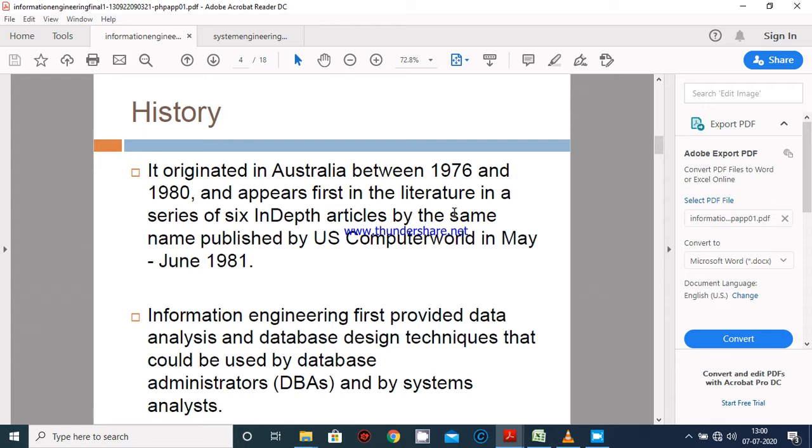So now I am going to explain the next topic, that is information engineering. Information engineering is also known as IE, capital I, capital E, or IEM, that is information engineering methodology. Basically, it's a software engineering approach to designing and developing information systems.